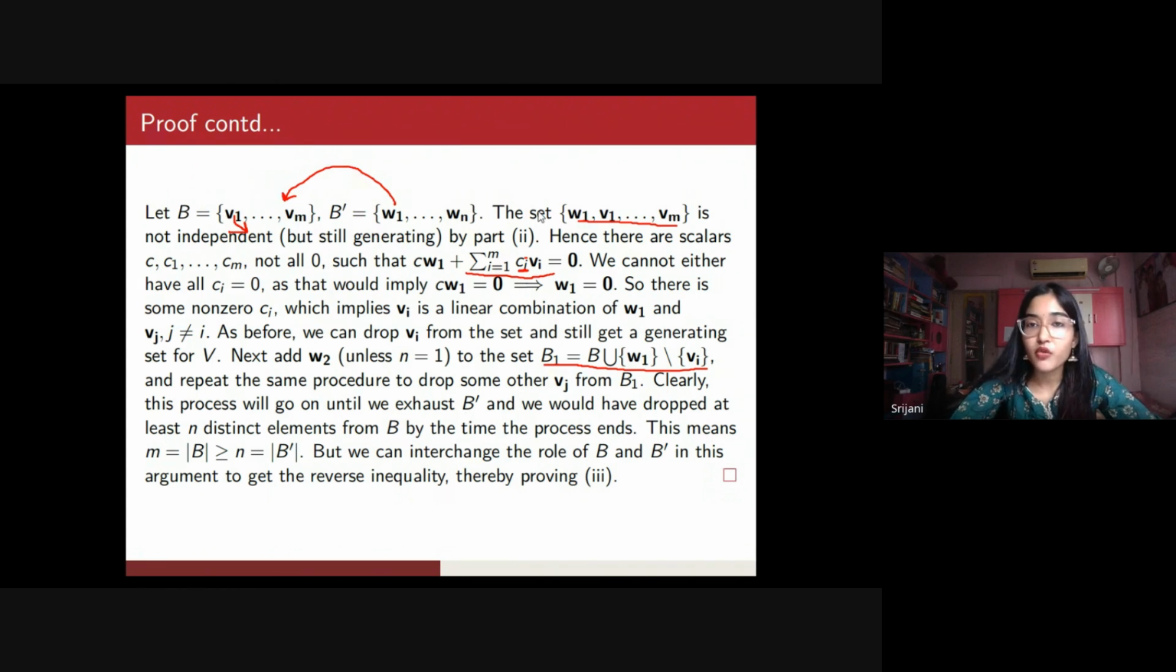Then we do the same thing. We put in W2 and discard one of the Vi's. Like this, we will go on. This algorithm will keep going till we have dropped n distinct elements from B. That means we are dropping each time one element. So that means that m, the cardinality of B, is greater than or equal to the cardinality of B prime. So m is greater than or equal to n. Now do the same thing, except you interchange B and B prime. So now you put V in this, discard W from this. Then we get n greater than or equal to m. So that implies that n is equal to m.